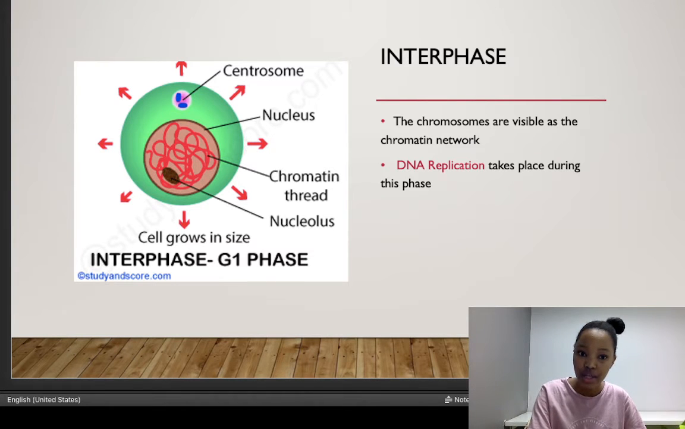So you should know the labels. You can label the centrosome, the nucleus, the chromatin network or the chromatin thread, and the nucleolus. You can even label these and say it's the nuclear membrane.